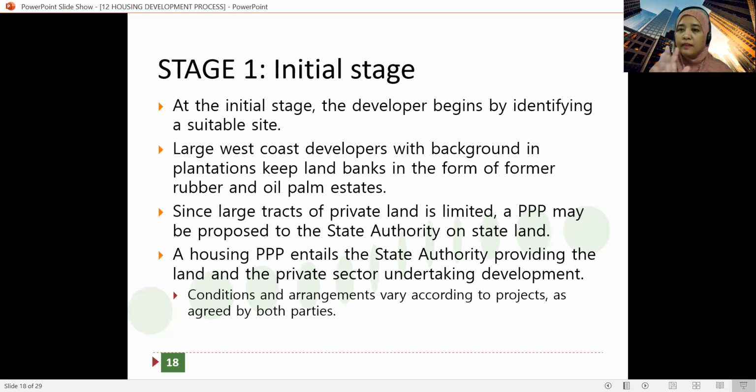So in a housing PPP, now PPP boleh jadi banyak, many kinds of PPP. But in this particular lecture, we are talking about a housing PPP. Housing PPP entails the state authority. Apa yang dibuat adalah state authority bagi tanah, private developer do the development. They do the plans approval, they do the design, they do the marketing, they do the selling, kalau katakan strata, they do the management first before MC is formed ataupun JMB is formed and so on.